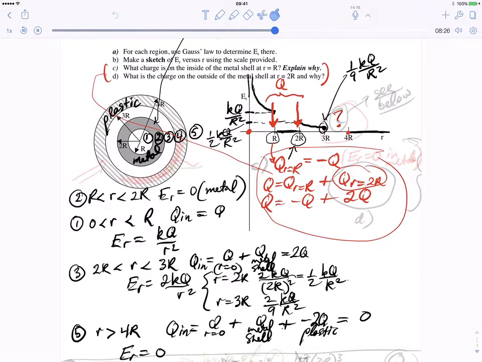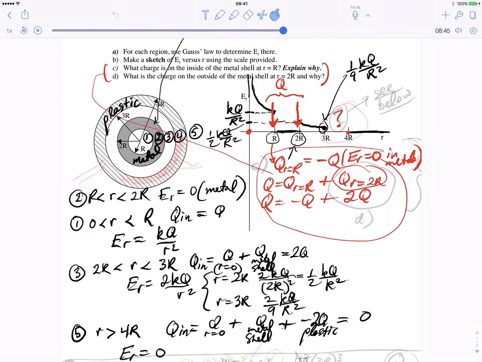So we've determined them. We know what they are. And this is my reasoning right here. I'll just put that in parentheses there: E of r equals 0 in metal. That's the really important step. And then it's just what's the net charge and determining the amount of charge on the outer surface.